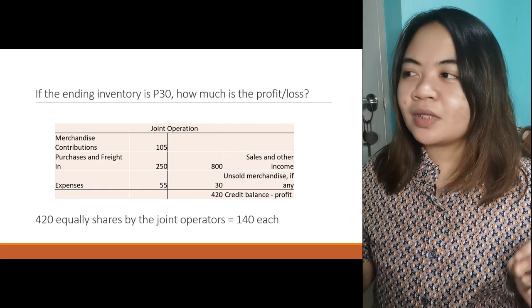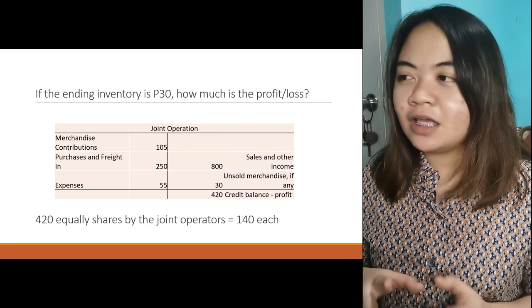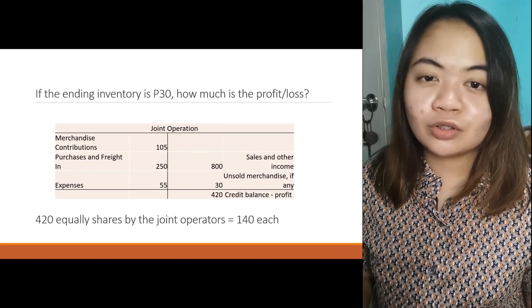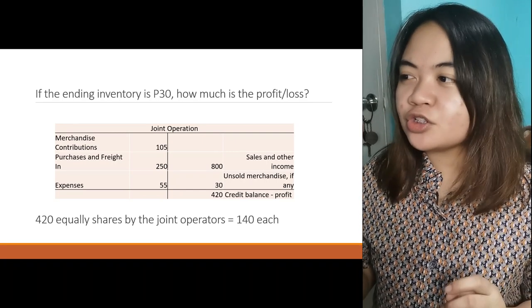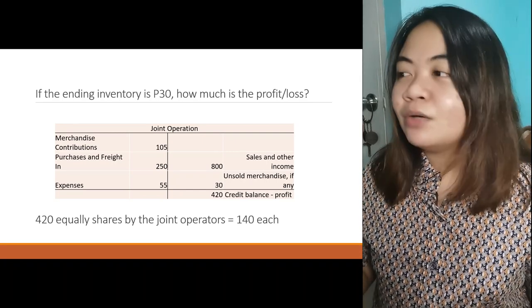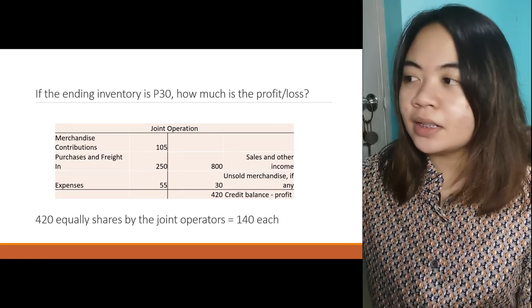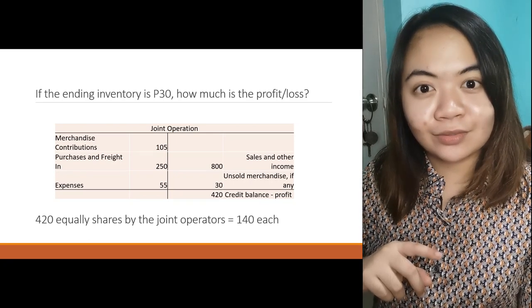So, if the ending inventory is 30, since the ending inventory is already given to us, how much is the profit or loss of the joint operation? So, we record. In the joint operation, on the debit side, from the past transactions, you can actually go back and look, we have merchandise contributions. Who contributed? Dion.